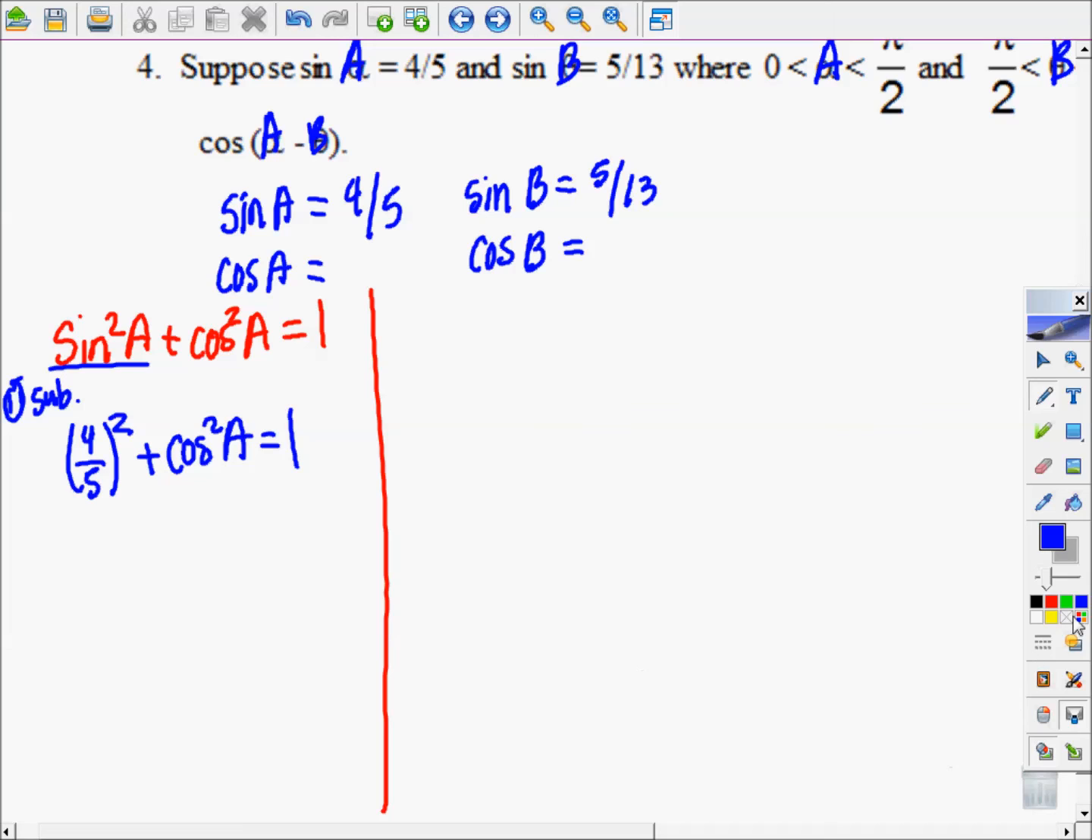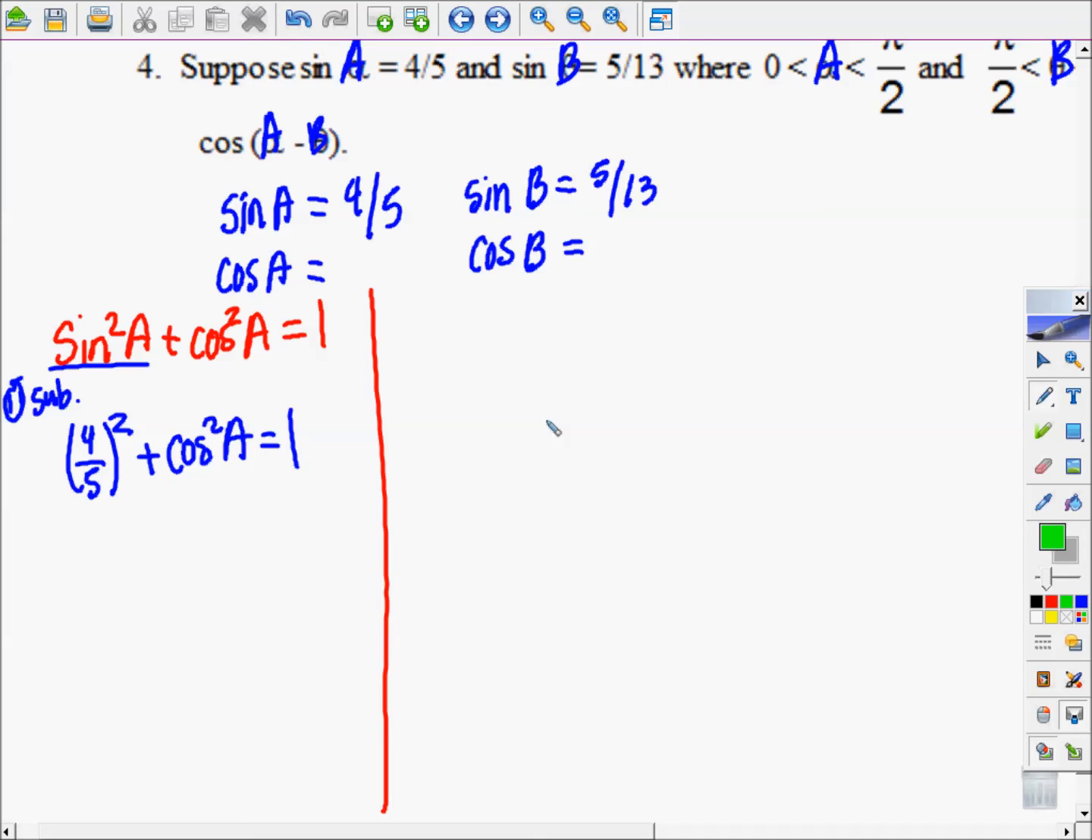I substituted it. That's why I said I'm going to substitute it, because sine of A is 4 over 5. Now, I don't know how many of you remember, when there's a square on the outside, you're going to distribute to the numerator and the denominator. So you have 16 over 25 plus cosine squared A equals 1.